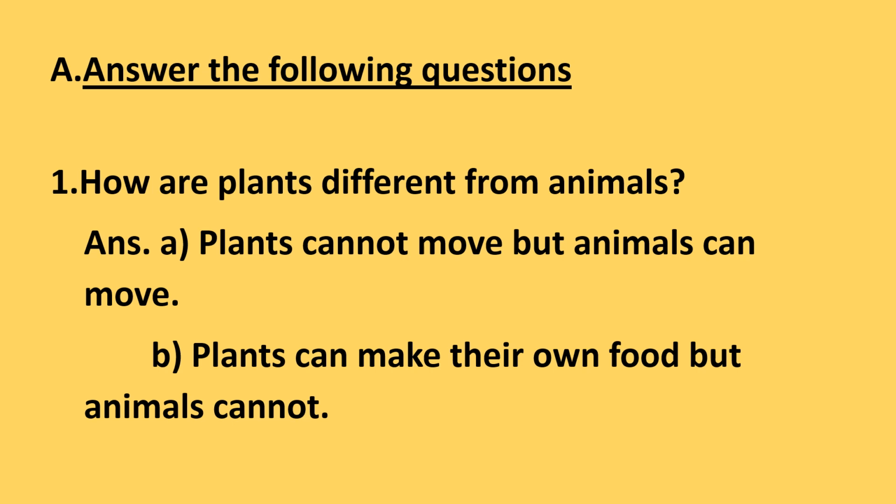Second point is, plants can make their own food, but animals cannot. Children, plants make their food by the process of photosynthesis. They make their food with the help of sunlight, chlorophyll, and carbon dioxide. But animals cannot make their food on their own. Animals depend on plants directly or indirectly for their food.